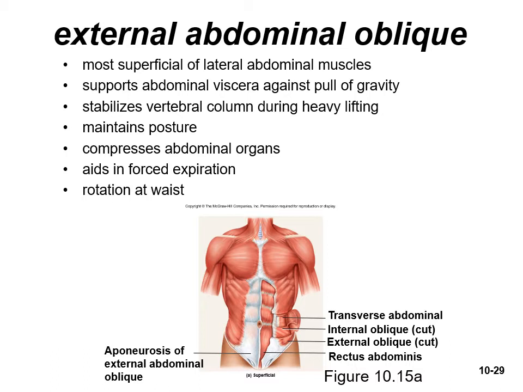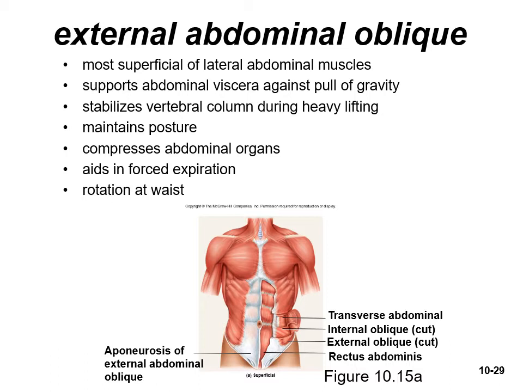The external abdominal obliques also aid in rotation at the waist, which is what you probably typically think of, and that's how you work out your obliques, by doing hip twists or candlestick dippers where you do lateral flexion from one side to the other. So they aid in rotation at the waist, stabilizing the vertebral column, and compressing abdominal organs.